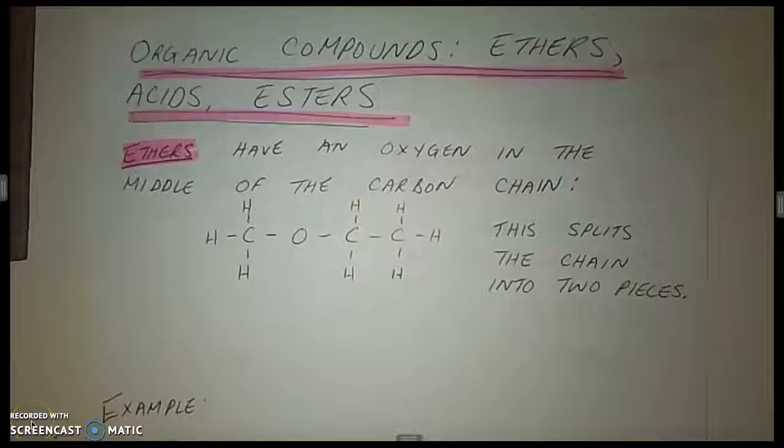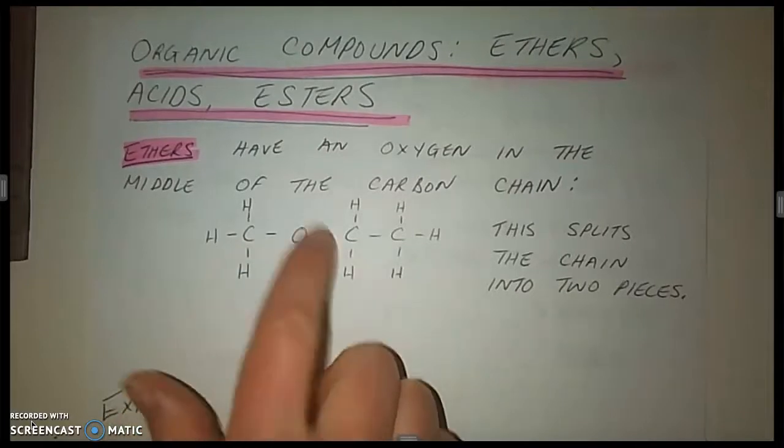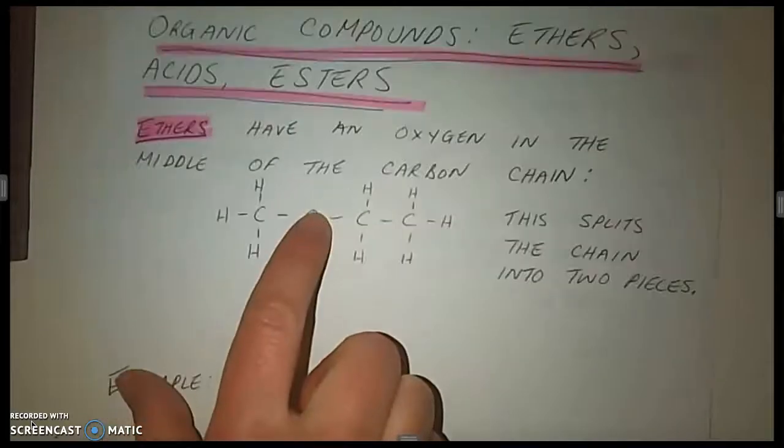Alright guys, this will be the second last video where I walk you through a few different types of organic compounds. So today I'm going to cover ethers, acids, and esters. So we're going to start with ethers, which are pretty simple compounds. They have pretty simple structures. They just have hydrocarbon parts and then they have an oxygen in the middle of the chain.